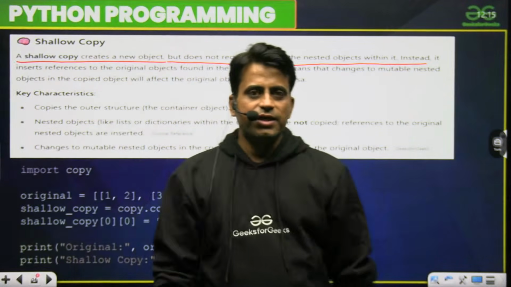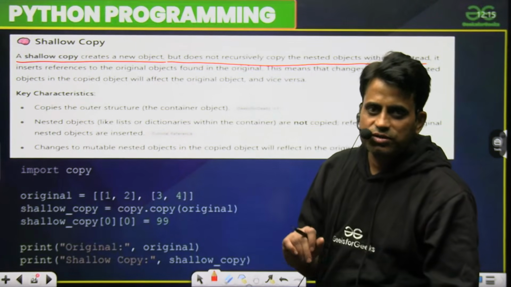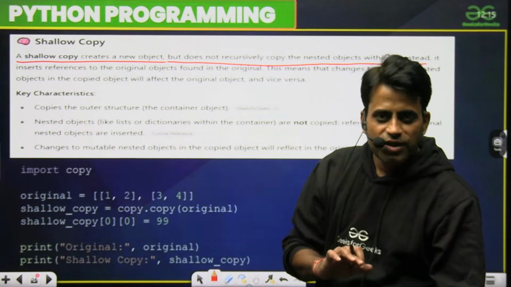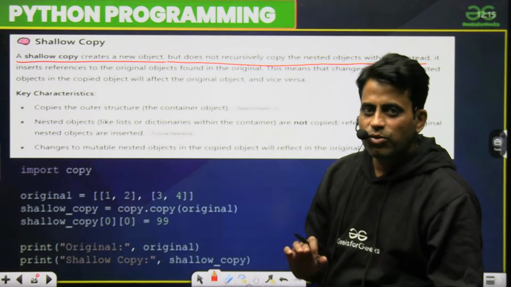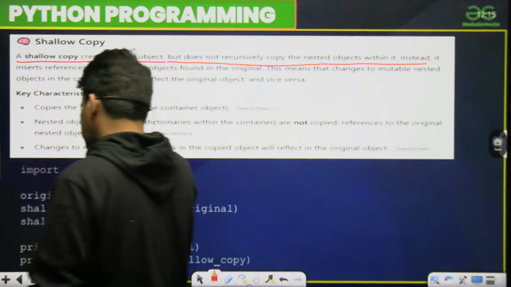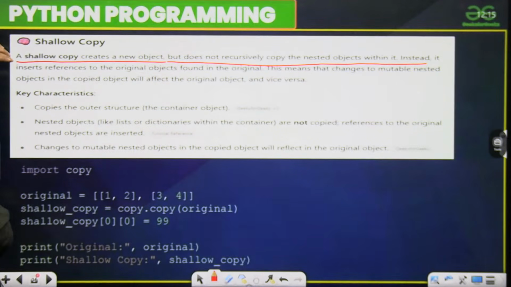In shallow copy, it creates a separate box for the outer box, right? But it does not create a separate box for the nested box, student. Okay, student, so shallow copy creates a new object but does not recursively copy the nested objects within it, right? It inserts references to the original objects found in the original on the outer box. This means that changes to the mutable nested object in the copied object will affect the original object and vice versa, right? What are the key characteristics, sir?